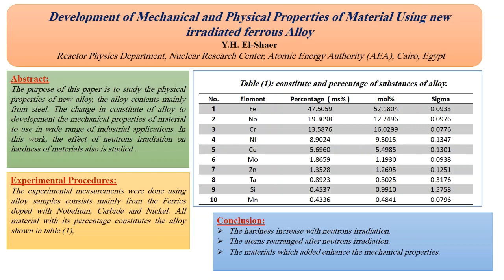This is the conclusion of this paper. The hardness increases with neutron irradiation. The atoms of the steel are rearranged after neutron irradiation. The added material enhances the mechanical properties.